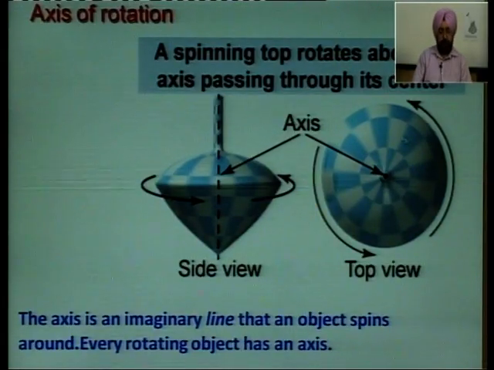So, a spinning top rotates about an axis passing through its center. If you see from the top view, it will look like this. So, what is the axis? What we mean by axis is an imaginary line that an object spins around.